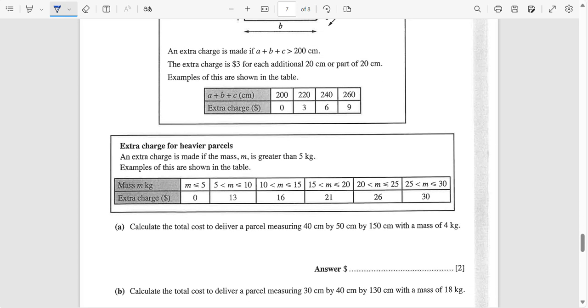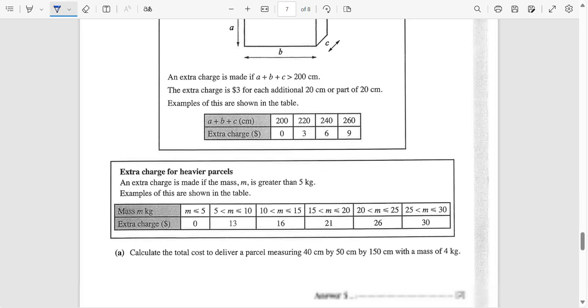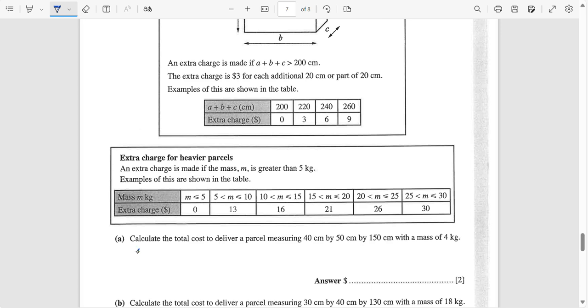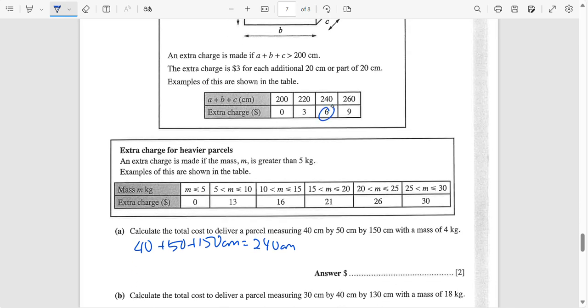Calculate the total cost to deliver a parcel measuring 40 by 50 by 150 with a mass of 4 kg. Okay, so 40 plus 50 plus 150 cm would give me 240 cm. So 240 cm, you need to add $6.